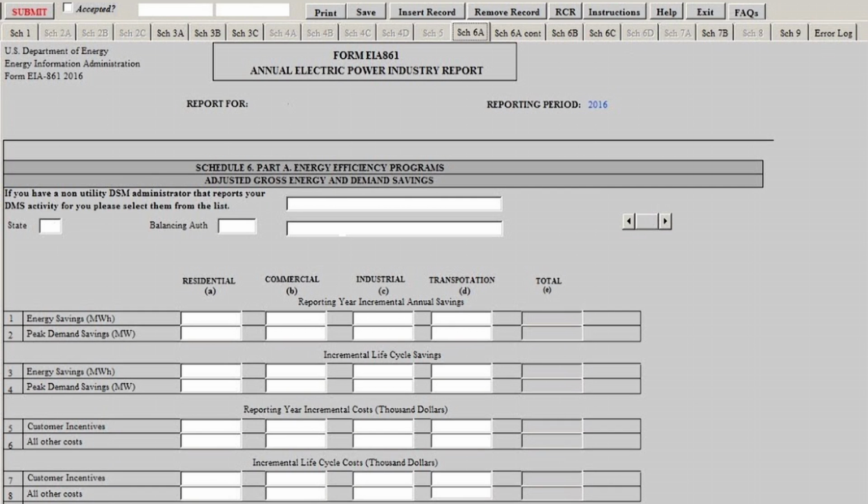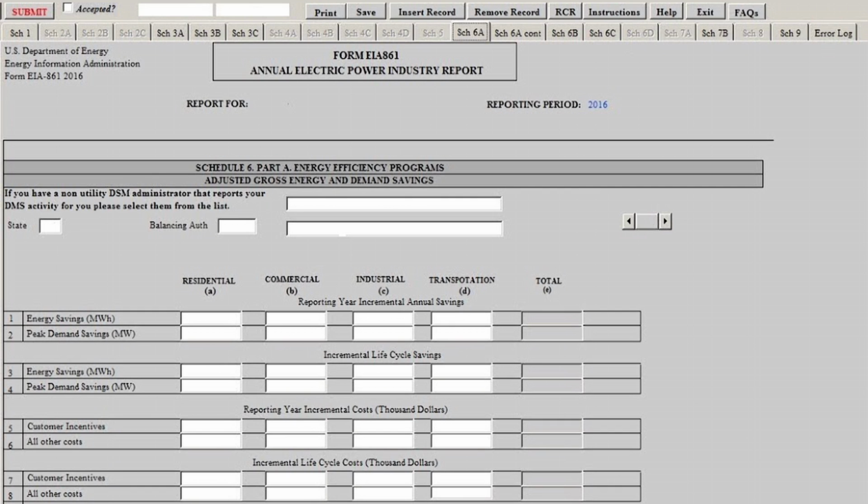Reporting year data is for new energy efficiency programs or old programs which have new customers enrolled during the data year. Life cycle should include data for those incremental, new this year, energy efficiency programs for the life of the programs. Please note that life cycle data should be provided if reporting year data is reported. A workbook is provided to aid you in calculating weighted average life of your portfolio of energy efficiency programs.